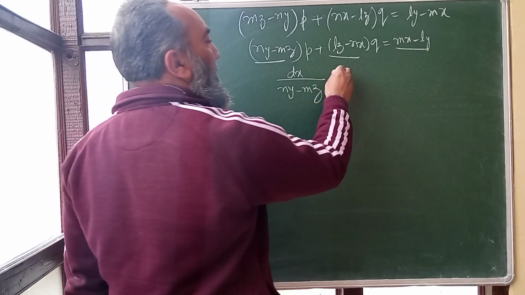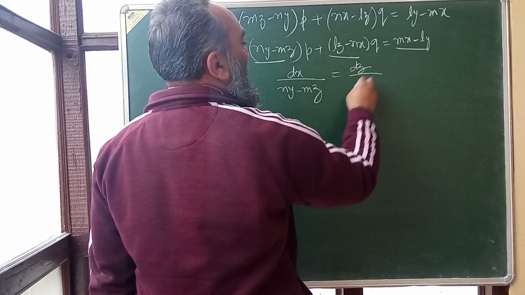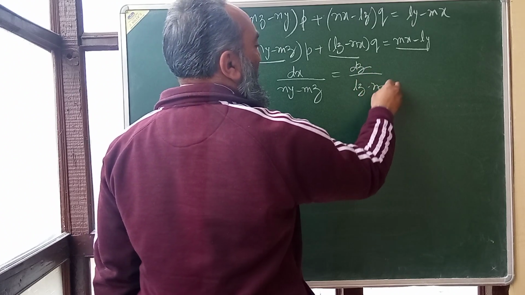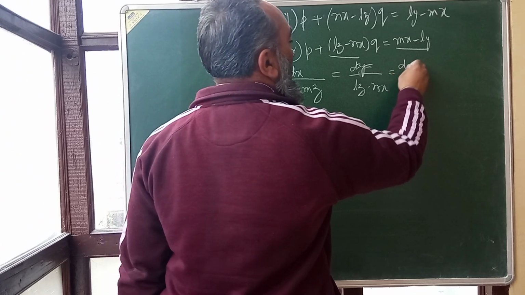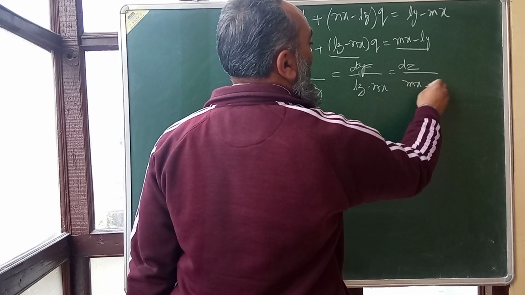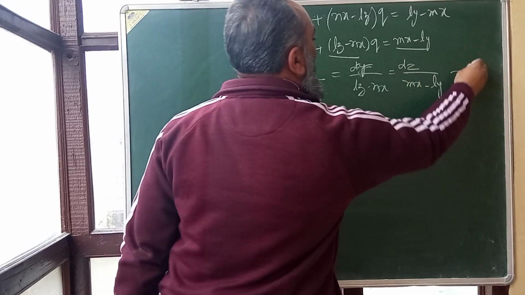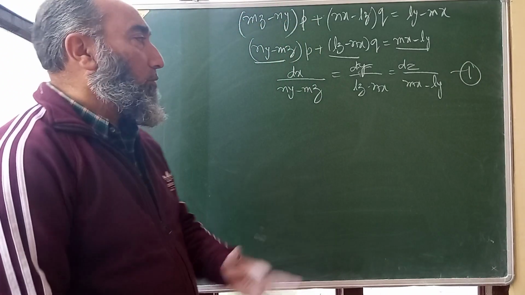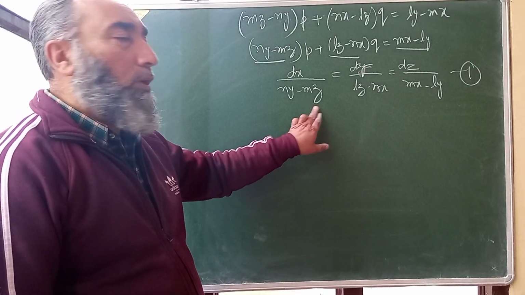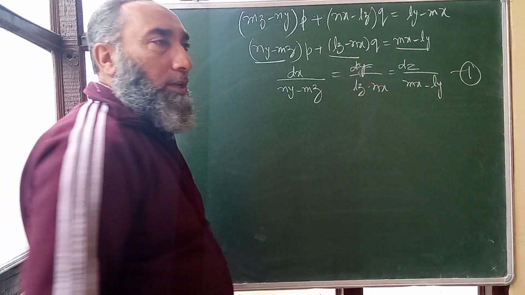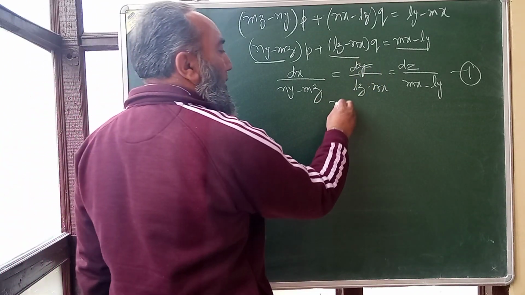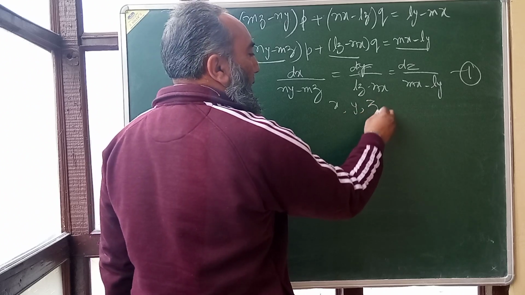dx by P, dy by Q, and dz by R. This is one. Now how to solve this equation? You know, you cannot use rule 1 or rule 2. You cannot take any two fractions. Okay, so let me use x, y, z as multipliers.